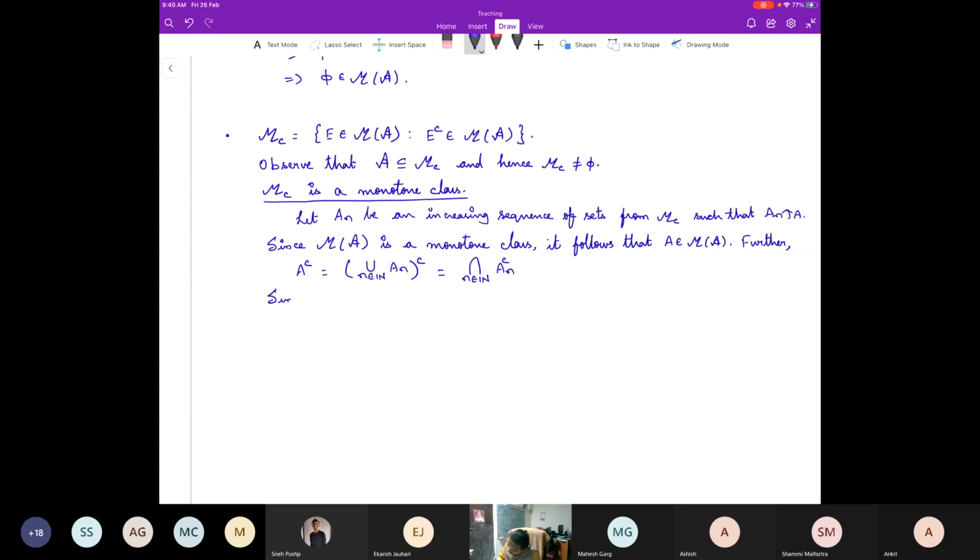So since A_n belongs to M_C for all n in N implies A_n complement belongs to M_A for all n in N. And that will imply that the intersection over n in N of A_n complement, what can you say about this one? This intersection belongs to M_A.